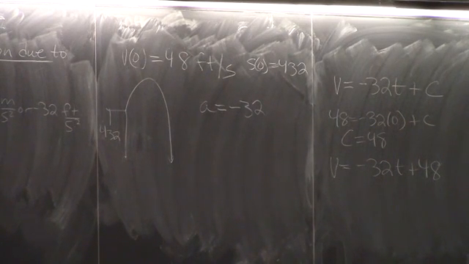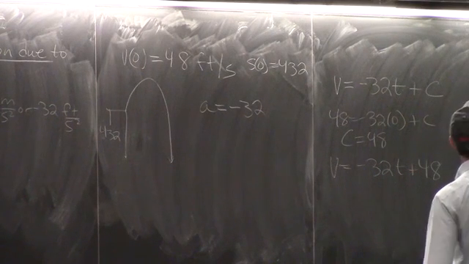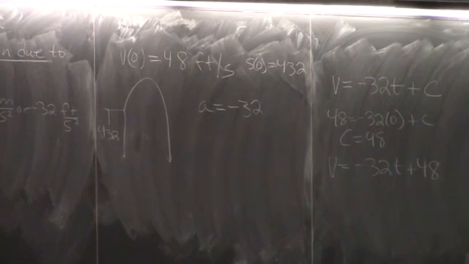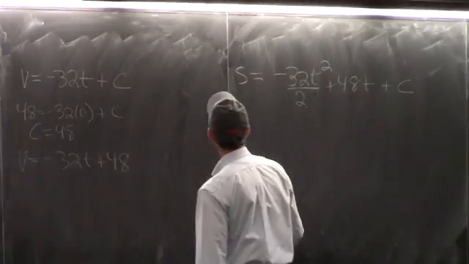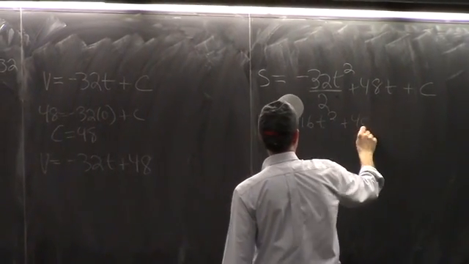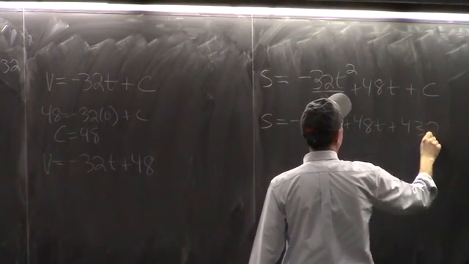Now we're going to find the position. I take the antiderivative of that. That's negative 32t squared over 2 plus 48t plus a constant. And the initial position is 432. When I plug in 0, I'm going to get 0 and 0, so c is going to come out 432. Everybody starting to see that pattern? Okay. So the position is negative 16t squared plus 48t plus 432.